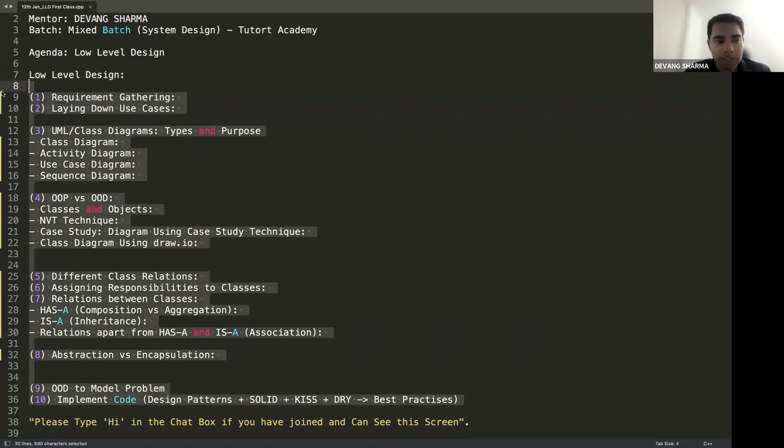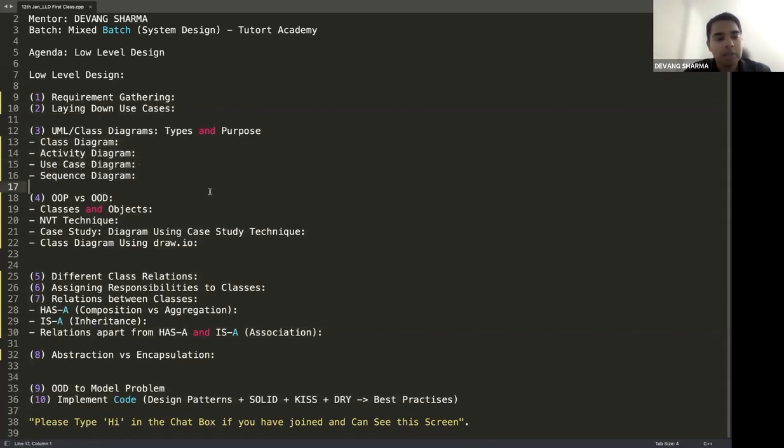We'll start from requirement gathering, understanding and laying down the use case. We'll talk about the UML and class diagrams and the type and purpose of the same, which includes class diagram, activity diagram, use case diagram, and sequence diagram. Then we'll talk about object-oriented programming versus object-oriented design. We'll try to understand the difference between classes and objects. What is the NVT technique here? We'll talk about the case study, and then we'll make the diagram using draw.io.